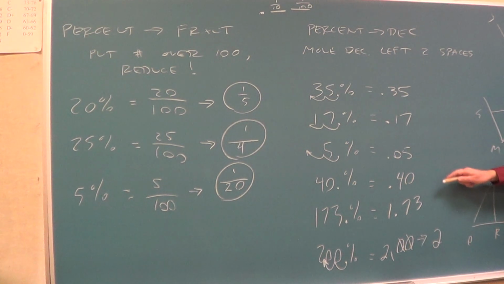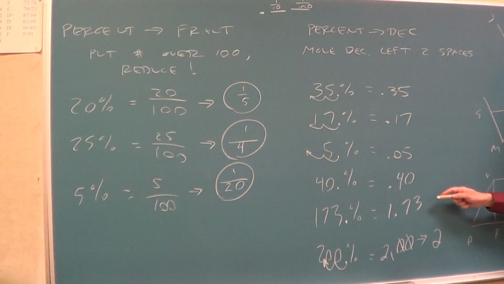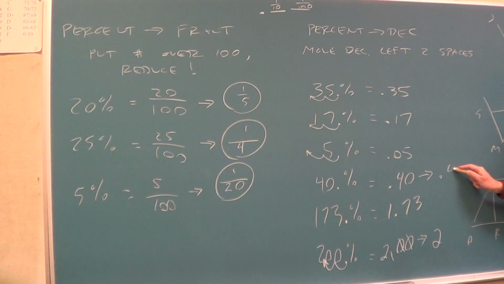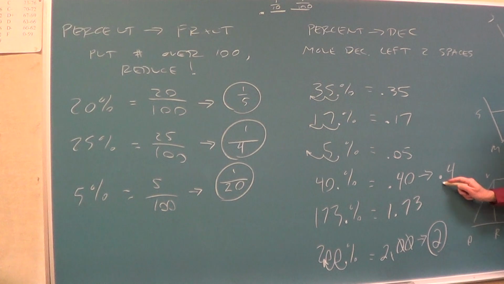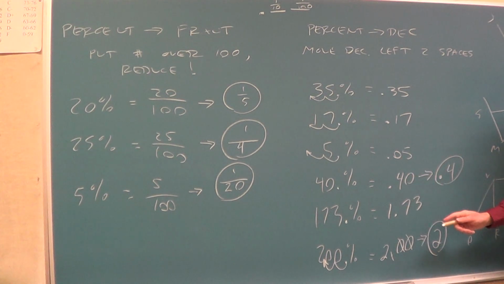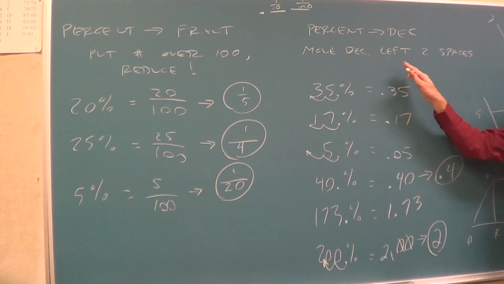Do any of these other ones have a better answer based on that same idea? 0.40, what would be better than 0.40? 0.4. Some of your quizzes that you're fixing mistakes on, you might have mistakes like that. Anytime you have a decimal with zeros at the end of it, we want to drop those. It's considered simpler to drop those. 2 is better than 2.00. 0.4 is better than 0.40.